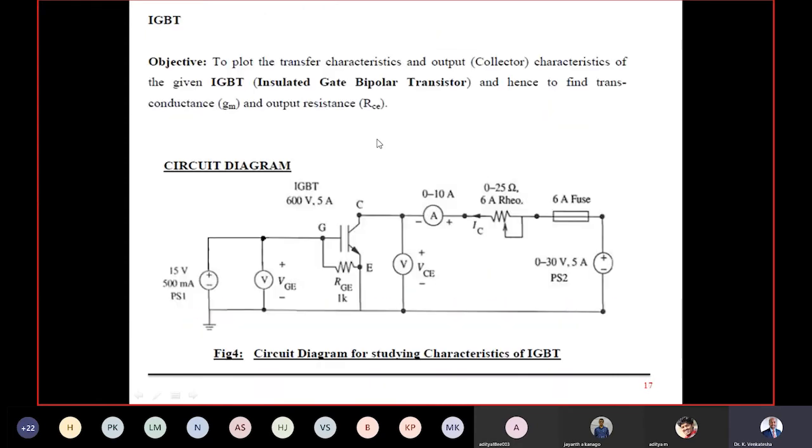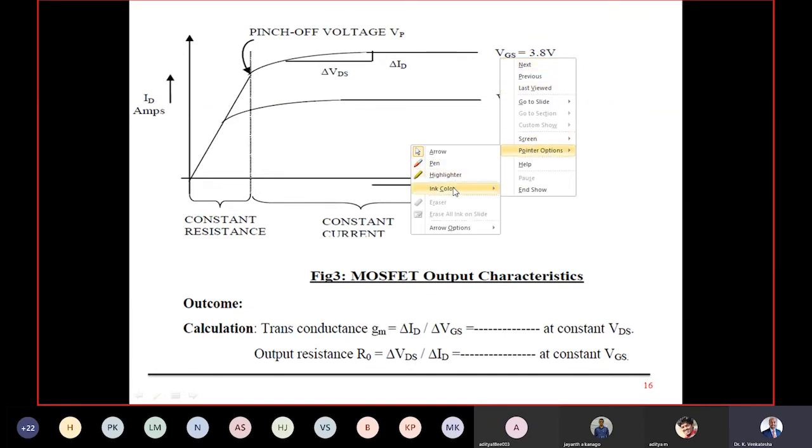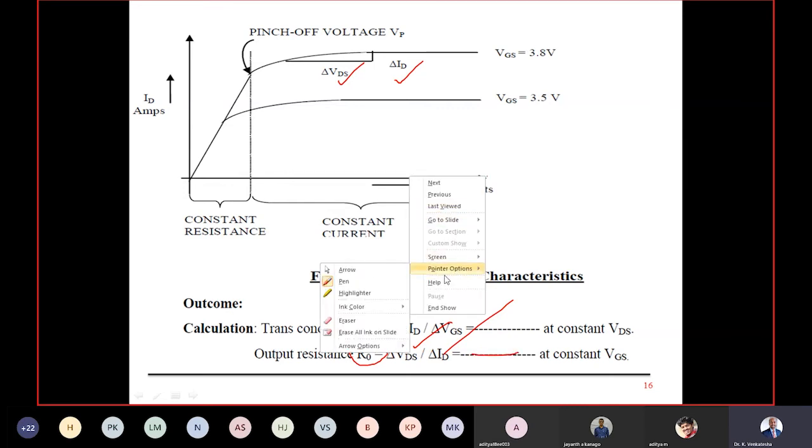From this plot, what all do we get? From this plot, we get only one parameter, the output resistance of the switch. Output resistance is nothing but R naught. R naught is a plot of delta VD by delta ID. That is, by taking the slope, I can get the delta VD and delta ID. You can take the slope anywhere and you can get the output resistance value for the MOSFET. So this is the experiment we do in the lab.